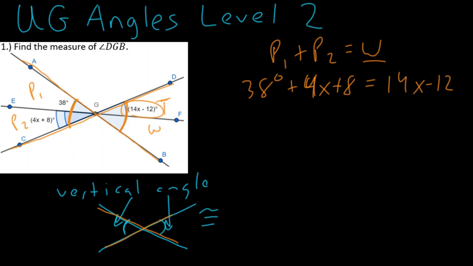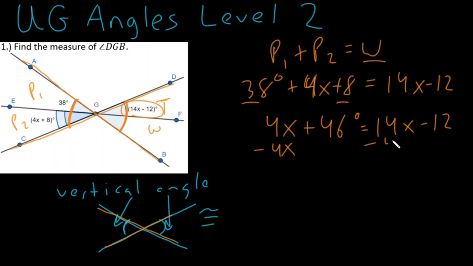Now from here, we're just going to do some simple algebra. On the left-hand side, I ask myself, can I simplify? Of course, 38 and 8 can be combined. So we have 4x, and 38 plus 8 gives us 46 degrees, and this is equal to 14x minus 12. Now I have x's and constants on both sides, and you always want to ask yourself, which one should I move first, the variable x or the constant? I find it's much easier when you move your x first. So let's move our smaller x, minus 4x, and now we have 46 is equal to 14x minus 4x, which would be 10x minus 12.